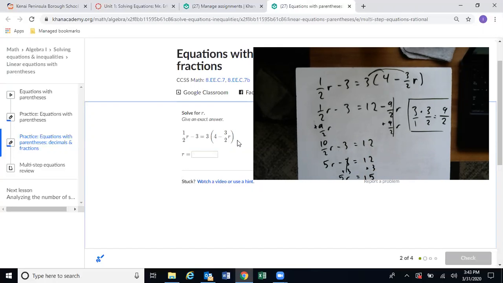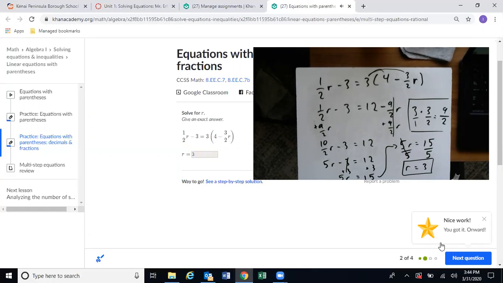5r equals 15. So to solve, divide both sides by 5. Let me rewrite this up here. We've got 5r equals 15, right? And so we need to divide by that coefficient of my variable. And the reason I can do that again is because 5 divided by 5 is 1. 1 times r is r. Okay. r equals 15 divided by 5, which is 3. r equals 3. All right. Good. Let's plug that in here.